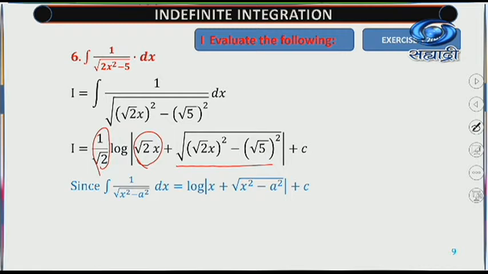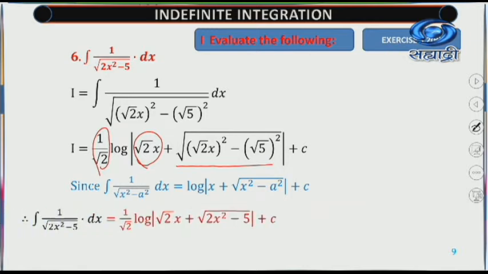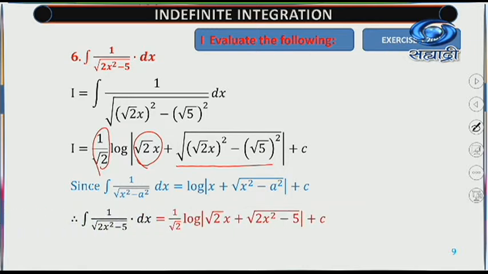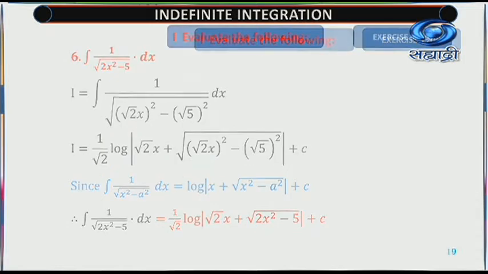Now look at here. You will get this by using the formula integral 1 upon root of x square minus a square. Try to write the formula whenever you are using it. So it is integral 1 upon root of x square minus a square dx equal to log x plus root x square minus a square, plus constant of integration. So our final answer is 1 upon root 2 log root 2x, and now I will write this properly as plus root of 2x square minus 5, plus constant of integration. So you will get all 6 examples on your 6 different formulas. So we'll start with our next one.